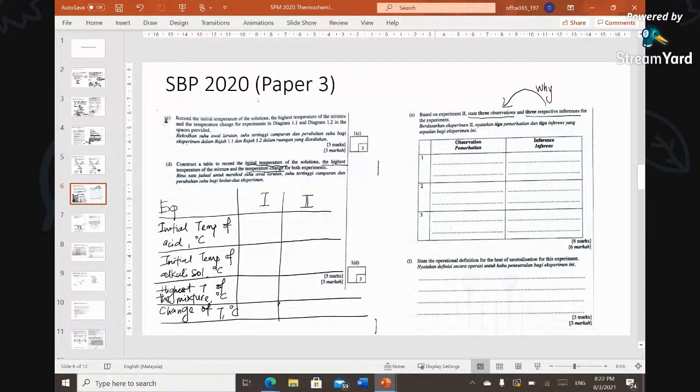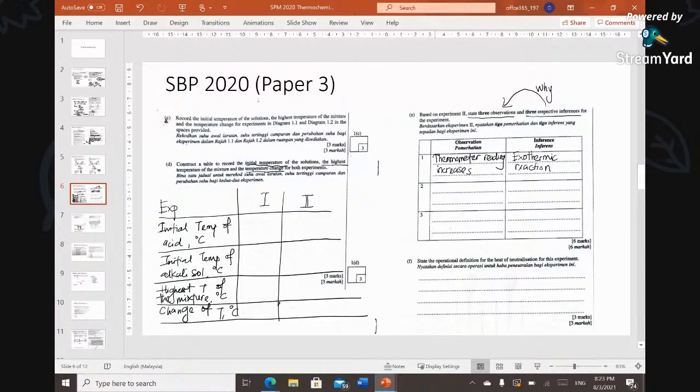Okay, so you can write down, let's say, the thermometer reading increases. That is the observation. The inference is because of exothermic reaction, or you can say because heat energy is released. Okay, heat is released.